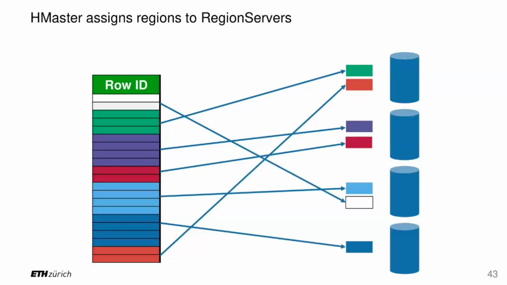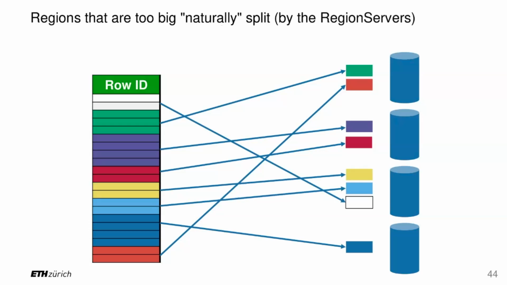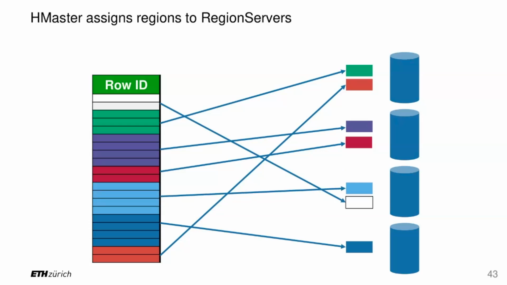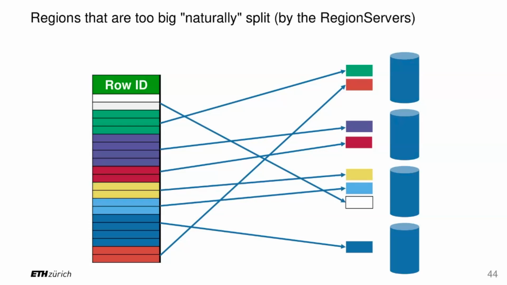Now, a region can grow, because if people use put a lot, and imagine that somebody starts putting a lot of data in the blue region, gigabytes of data, terabytes of data, all in the blue region. At some point, that region is going to grow too big, right? So what do we do? We split it. That's going to be done by the region server who is in charge of the blue region. They will notice that the region is too big and they will spontaneously split it. So they decide on some bound in the middle and they split it into two regions.